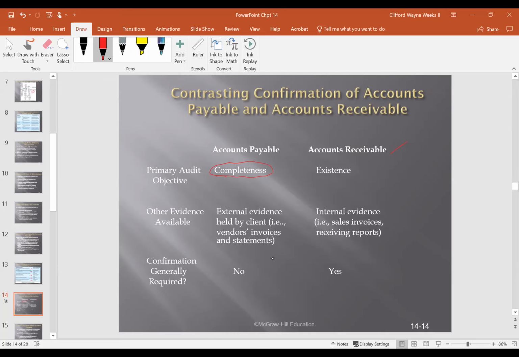Other evidence available: external evidence held by the client, so the invoices and the various statements, whereas for receivables the evidence is sales invoices and receiving reports. Confirmations are generally required, as I said, not really. We don't generally send out confirmation letters for payables, but we do for accounts receivable, from previous chapters' discussion.